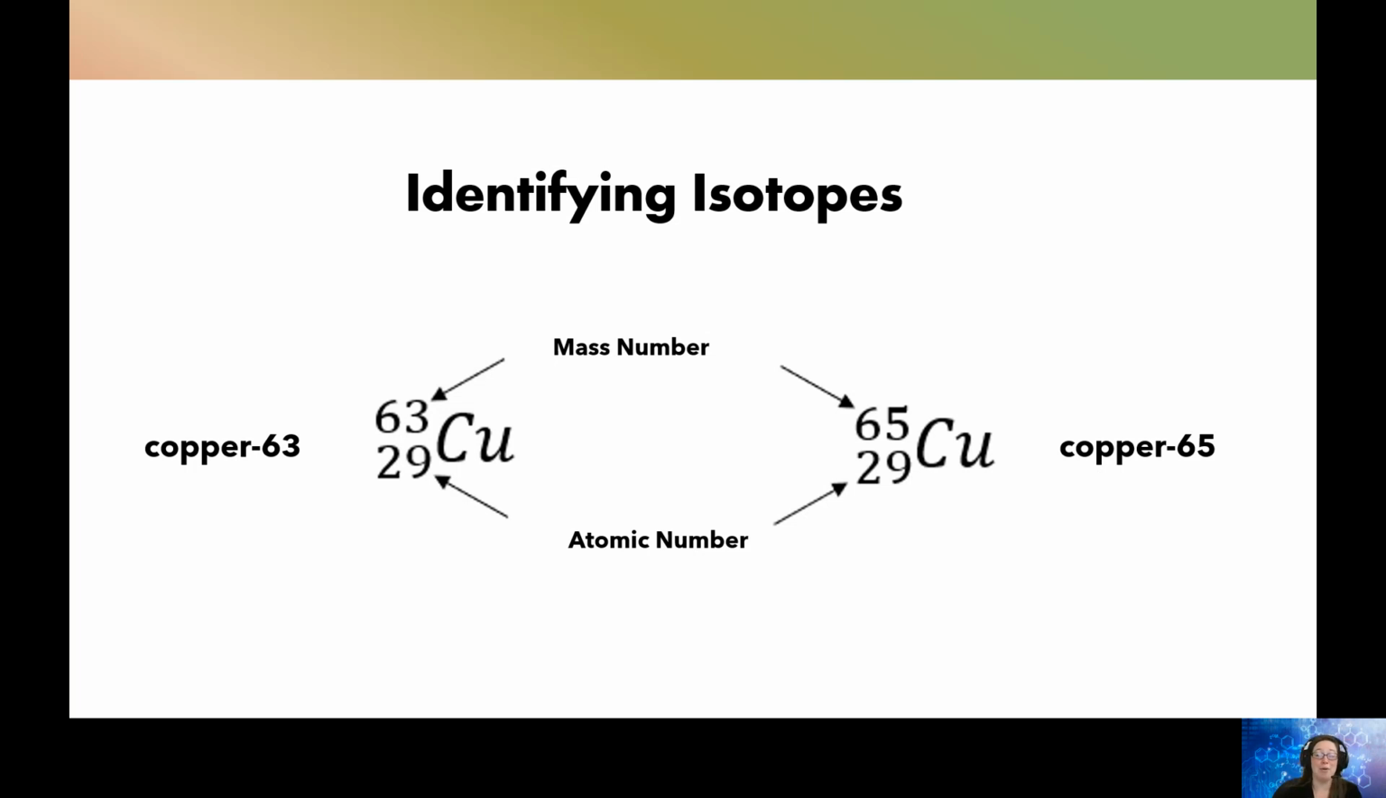If we were to write out the name of these isotopes, they would be copper-63 for the mass number 63 and copper-65. We read those as copper-63 and copper-65. You don't have to say the dash in between, but you write it with the dash. The only difference between these 2 isotopes is that copper-65 has 2 more neutrons than copper-63. They'll both behave exactly the same chemically.